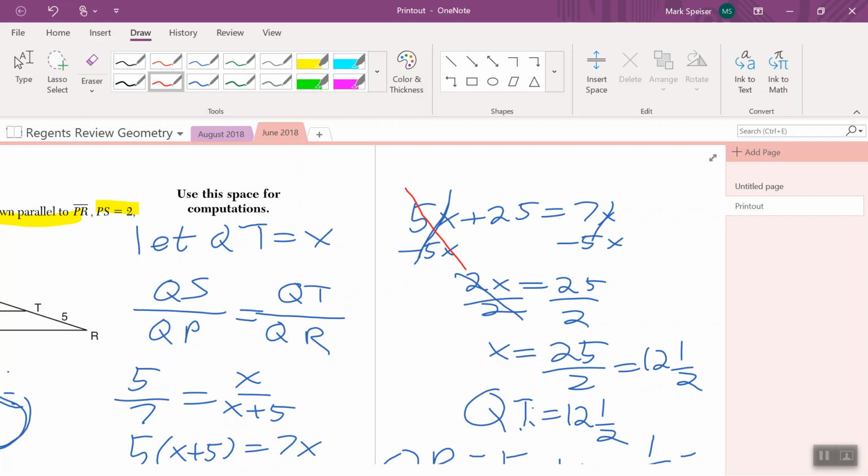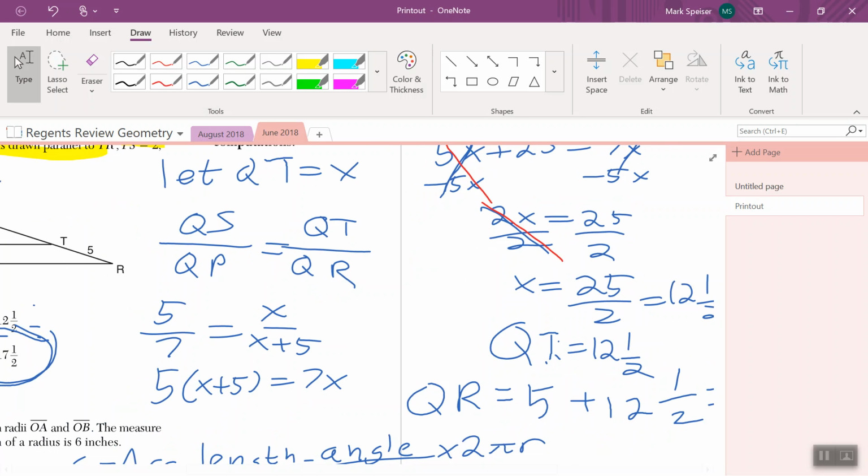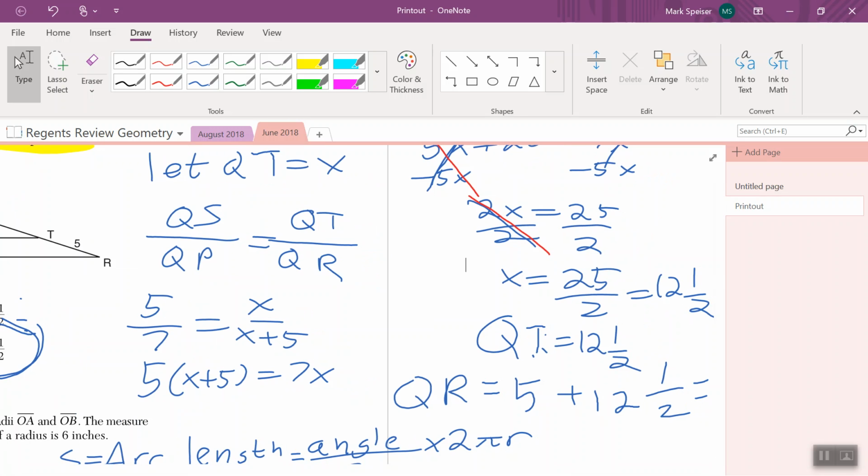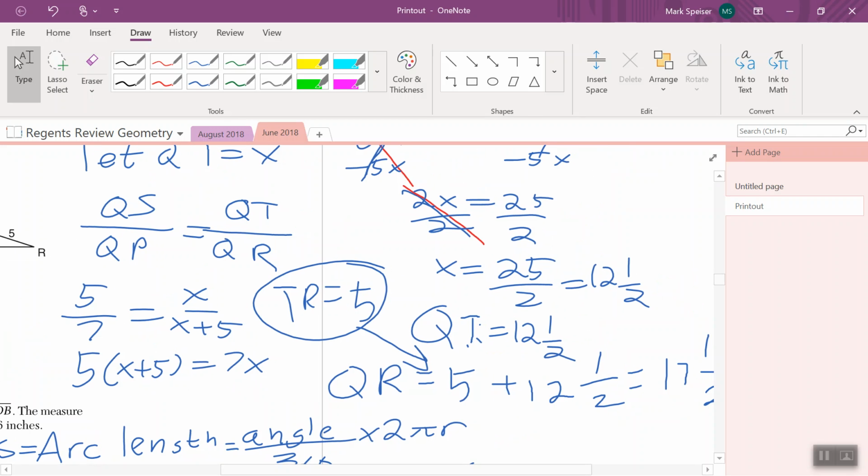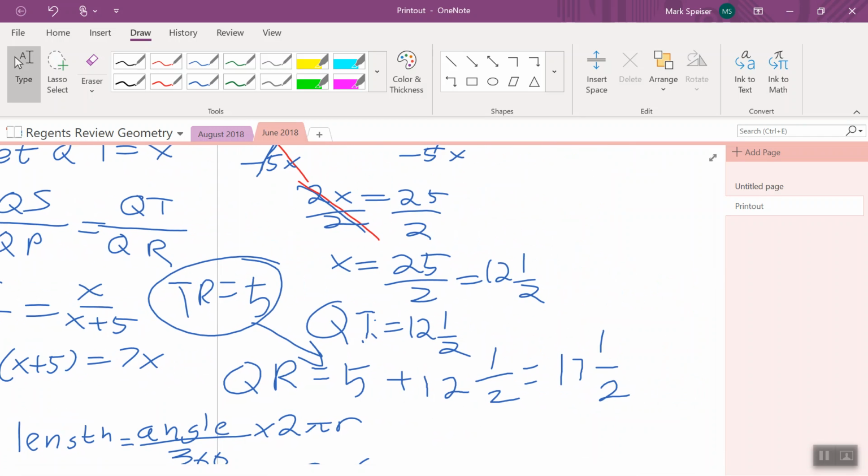And you get 25 divided by 2. X equals 25 over 2, which is 12 and a half. It's the length of QT, which is 12 and a half. Big problem now. You've got to remember you're looking for QR, so you've got to add the length of TR, which is 5, onto the value. So right here, QR equals 5 plus 12 and a half, which equals 17 and a half, which is choice number 4.